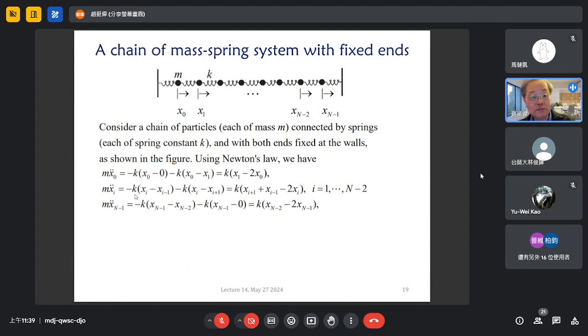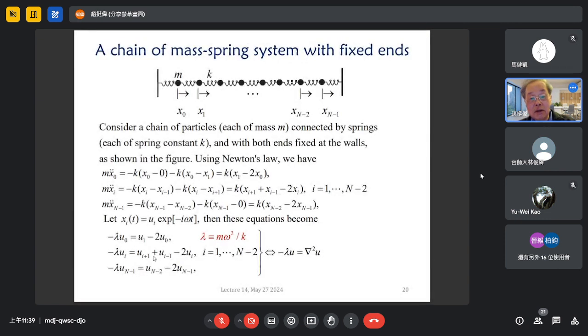If they have different masses, then you can easily generalize it. You can have m0, and then mi, and then up to m(n-1), and so on. Similarly for k, the spring constants can all be different. You still have this n by n matrix, but this n by n matrix has many different k and many different m.